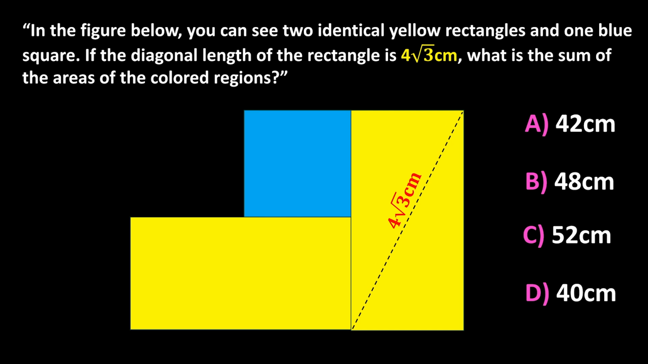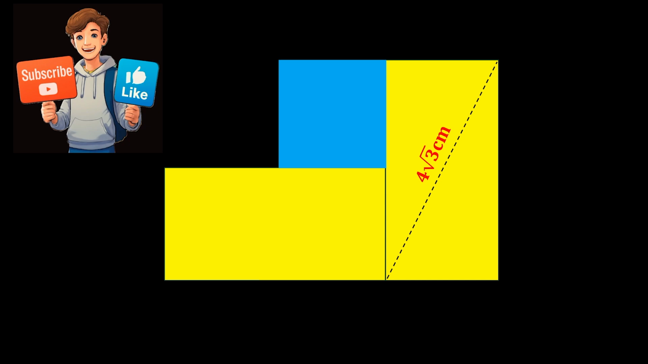In the figure below, you see 2 yellow rectangles and 1 blue square. If the length of the diagonal of the rectangle is 4√3 centimeters, what is the total area of the shaded regions? Let's start with the simplest things we know.